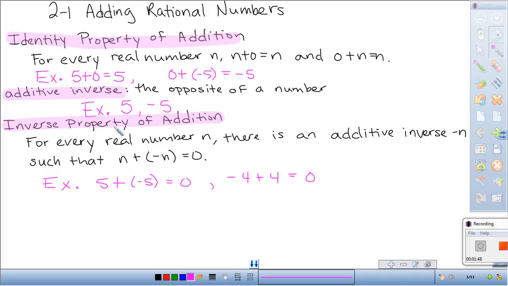If you add the additive inverses together, you'll always get 0. It's called the inverse property of addition because you're adding the inverse of each other. 5 and negative 5 are the additive inverses. When you add them, you get 0. So it's the inverse property of addition.